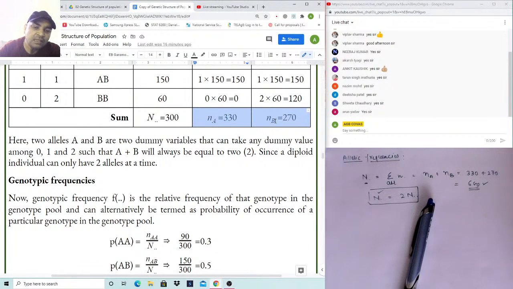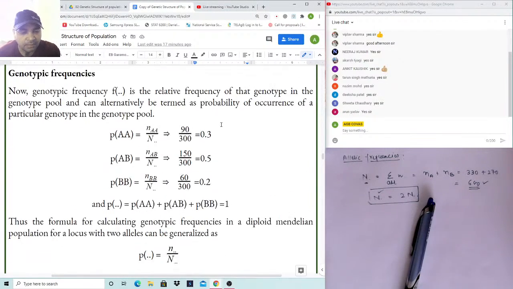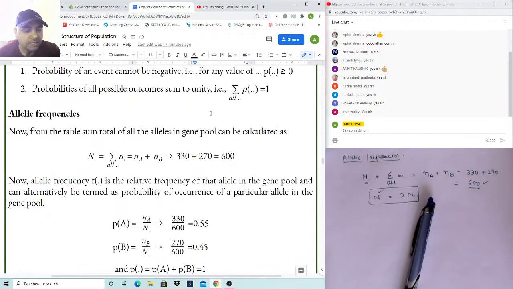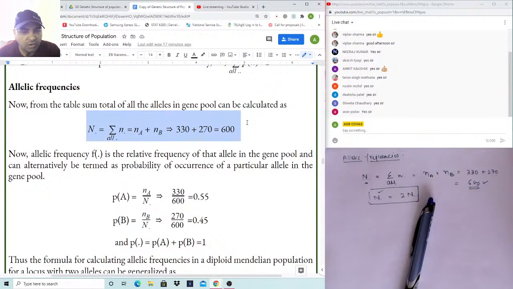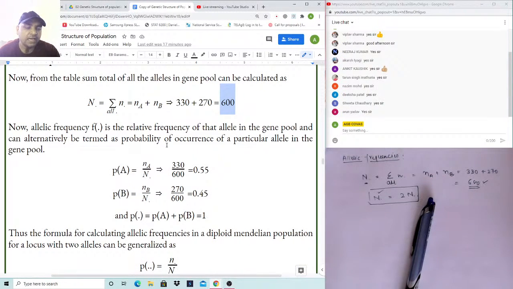If there were 3 alleles, then the sum of those 3 alleles would be twice n dot dot. It is always so. We will see this in the forthcoming examples. So now we know that the total number of alleles in this population is 600. Now we have to find the allelic frequency, which can be denoted by f dot. It is the relative frequency of that allele in the gene pool, and can alternatively be termed as the probability of occurrence of a particular allele in the gene pool.